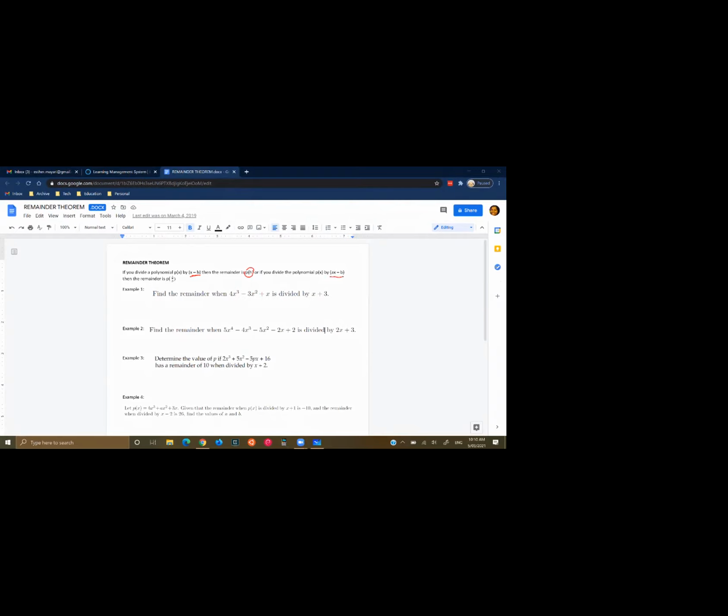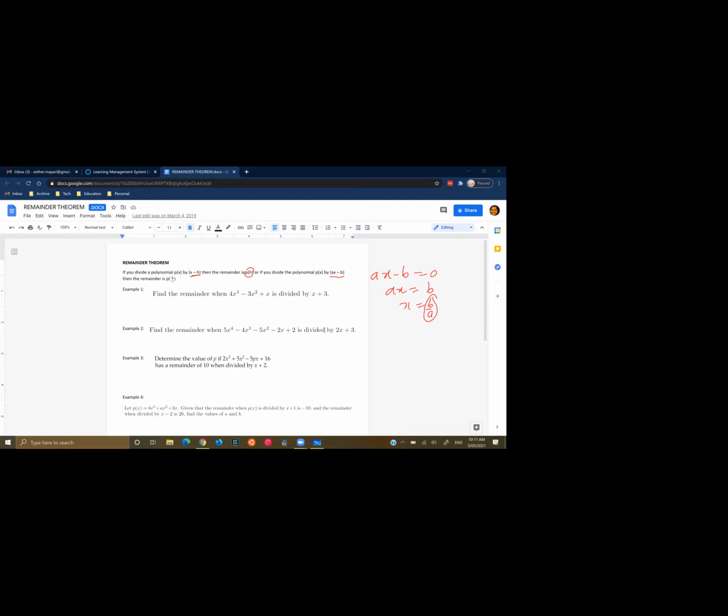Okay, and if I divide by ax minus b, then I would have to substitute b over a. The reason I get that is this: ax minus b equals 0. Pretend, and then if I solve this, ax equals b, x equals b over a. Now, if I substitute this into my polynomial, whatever value I get is going to be my remainder. Okay, so this is basically the remainder theorem.